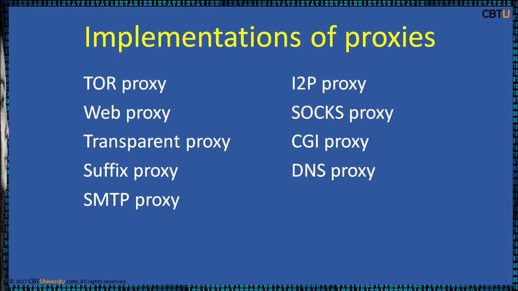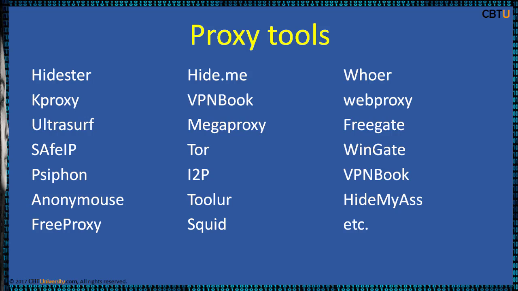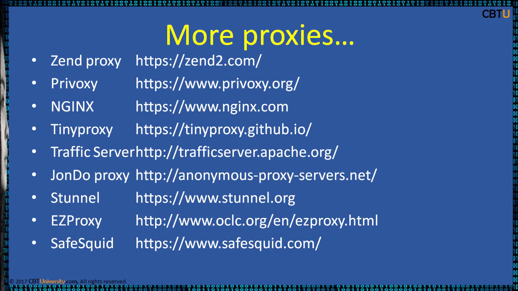SMTP proxies are specialized mail transfer agents, MTAs, that, similar to the other types of proxy servers, pass the SMTP sessions through to other MTAs without using the store and forward approach of a typical MTA. These are the popular proxy tools: Hide Star, KProxy, Ultrasurf, MegaProxy, Tor, and we are going to discuss these in part 2. More proxies are here, like GenProxy, Privoxy, Nginx, TinyProxy, etc.